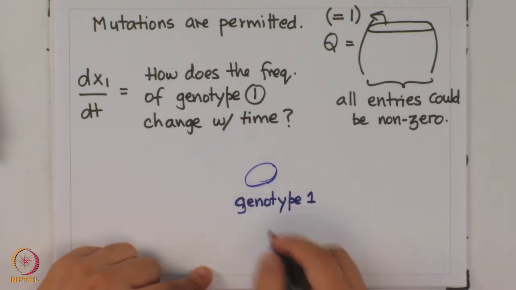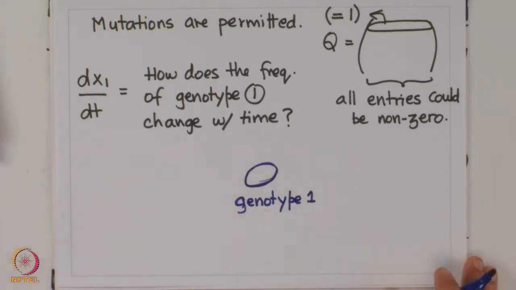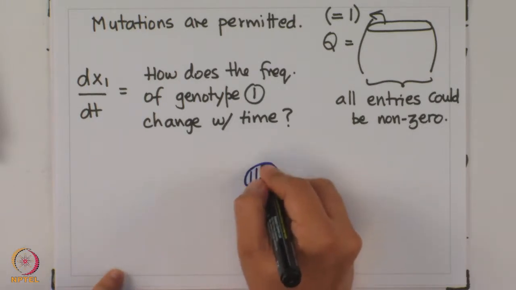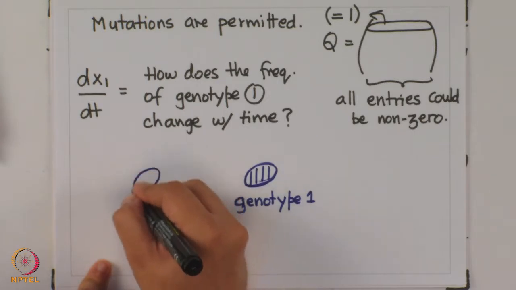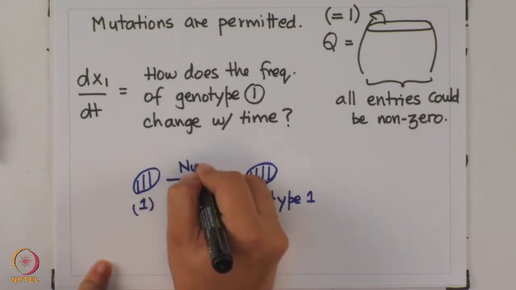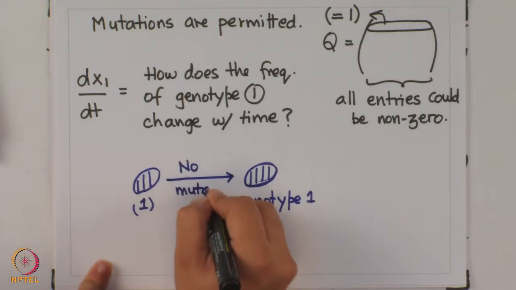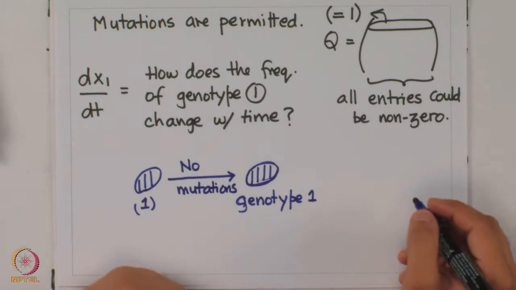I am interested in the rate at which this frequency is changing, but what are all the processes which could lead to a progeny which belongs to genotype 1? Let us try and identify that. So, an individual of genotype 1 could be produced if there is another individual of genotype 1 and its replication occurs and there are no mutations. This process would give me a progeny which belongs to genotype 1.